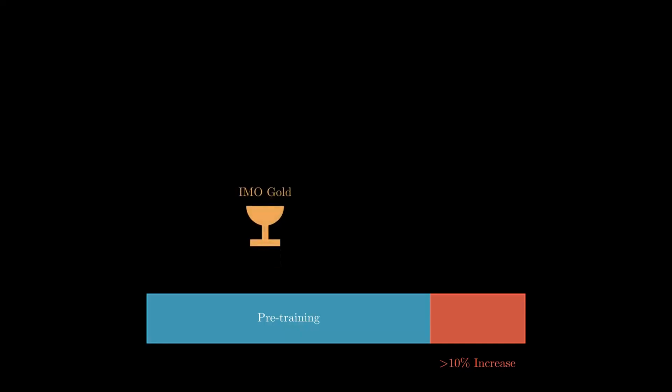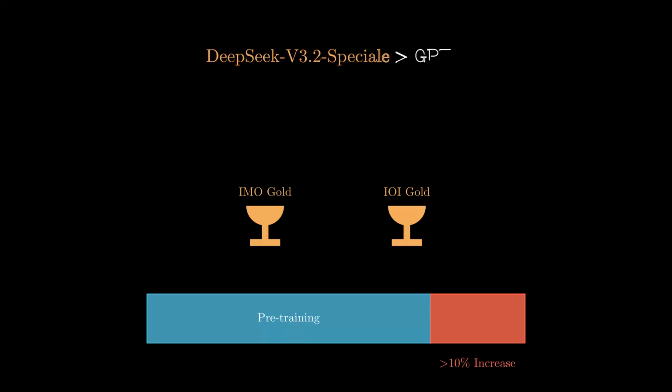This heavy investment in thinking time yields specific, high-level reasoning capabilities. The model achieves gold medal performance in the International Mathematical Olympiad, and similar mastery in the International Olympiad in Informatics. This high compute variant is known as Deepseek V3.2 Special. By shifting resources from passive learning to active reasoning, it doesn't just catch up, it surpasses the performance of GPT-5.